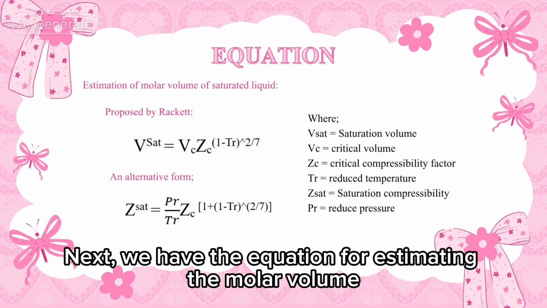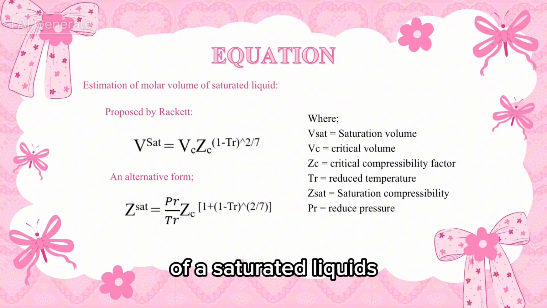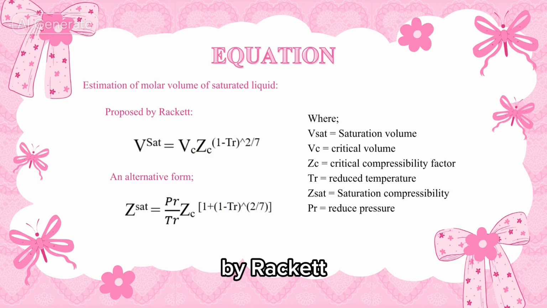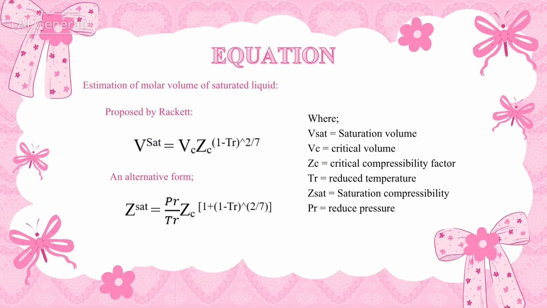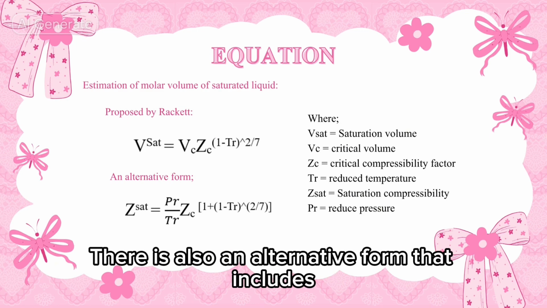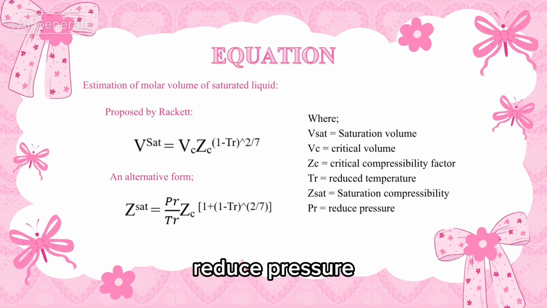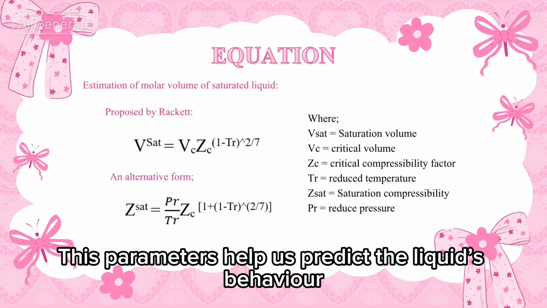Next, we have the equation for estimating the molar volume of a saturated liquid. This was proposed by Reckitt. This equation relates the saturation volume to the critical volume, compressibility factor, and reduced temperature. There is also an alternative form that includes reduced pressure. These parameters help us predict the liquid's behavior near its critical point.